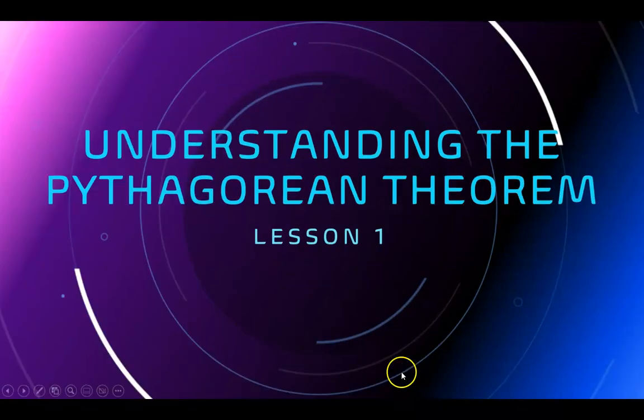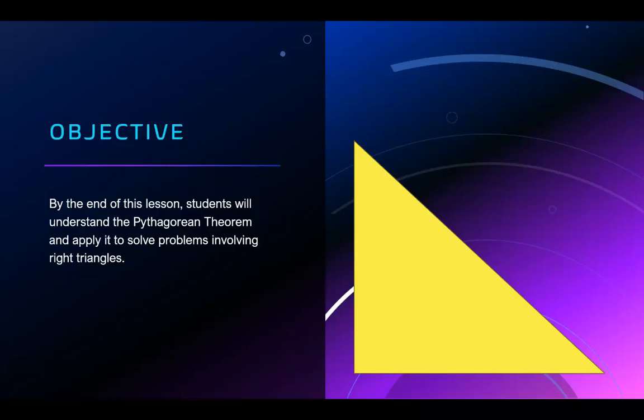Now, the last assignment that we had was a synchronous activity, and in this activity, I created a short lesson where students have to understand how to use the Pythagorean theorem. So, by the end of this lesson, students will understand the Pythagorean theorem and apply it to solve problems involving right triangles.